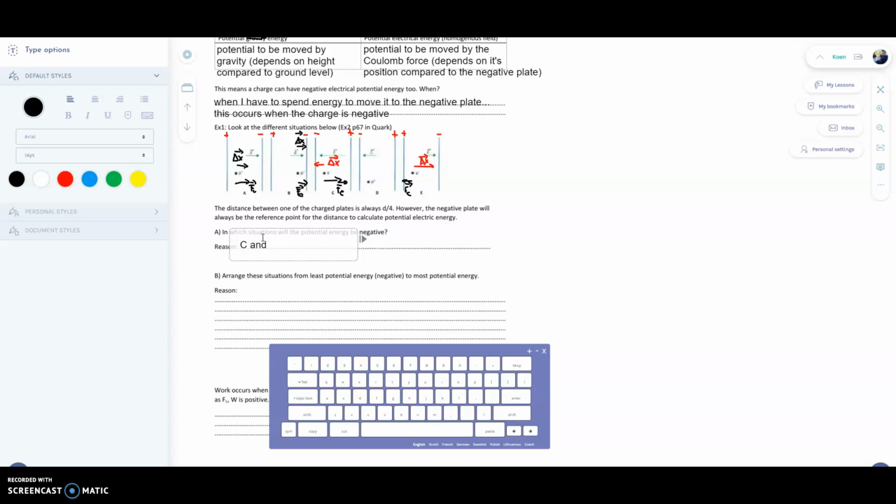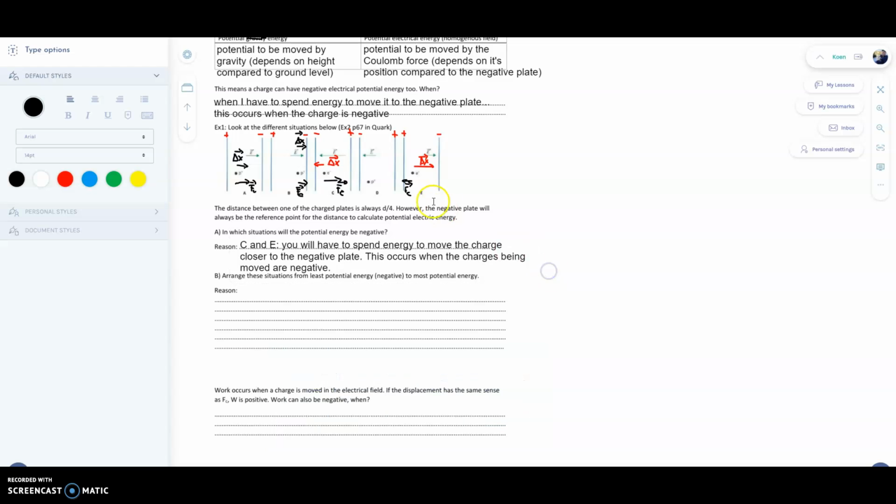In this case, why? You will have to spend energy to move the charge closer to the negative plate, which is always your point of reference. This occurs when the charges being moved are negative themselves. Right? This is the reasoning behind C and E.